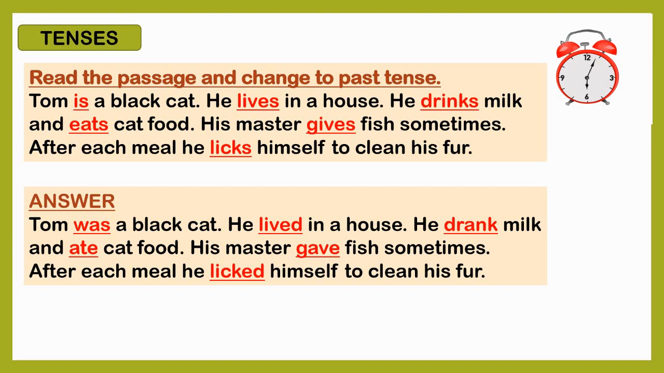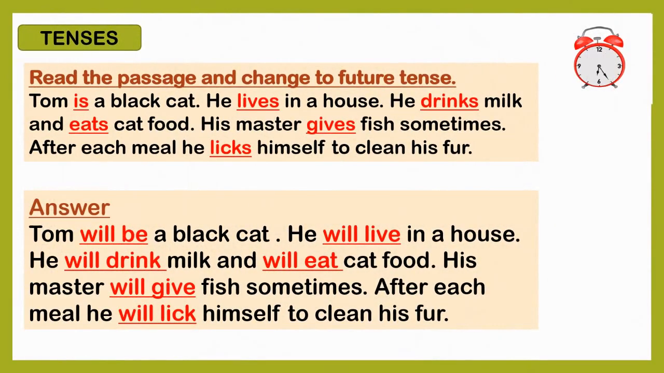And the answer is: Tom was a black cat. He lived in a house. He drank milk and ate cat food. His master gave fish sometimes. After each meal, he licked himself to clean his fur.